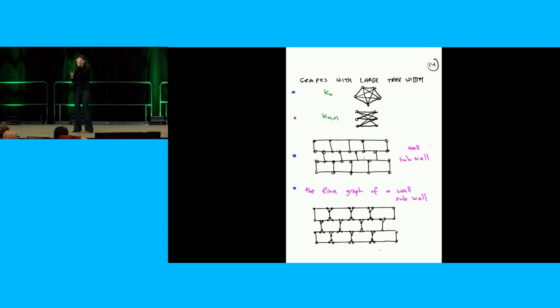You put vertices along each edge. So now I made it even sparser, right? And I used to have a graph with all degrees 3. Now I have a graph with some degrees 3 and some degrees 2, right? So the density is very, very low. And still its triodes is huge. Subdivisions don't change triodes very much. Okay, so that's another example of a graph with large triodes.